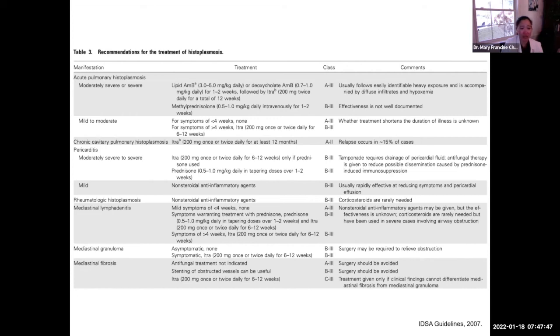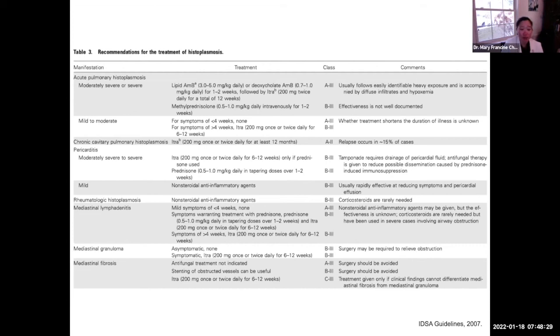For mediastinal lymphadenitis, it'll depend. If they have mild symptoms, less than 4 weeks, no treatment is needed. If they have symptoms warranting treatment with prednisone, then you will give prednisone with itraconazole for 6 to 12 weeks. Non-steroidal anti-inflammatory agents may be given, but really the effectiveness is unknown. For mediastinal granulomas, if they're asymptomatic, we don't need treatment. But if they're symptomatic, so much so that surgery may even be required to relieve obstruction, you may need to give them itraconazole for 6 to 12 weeks.